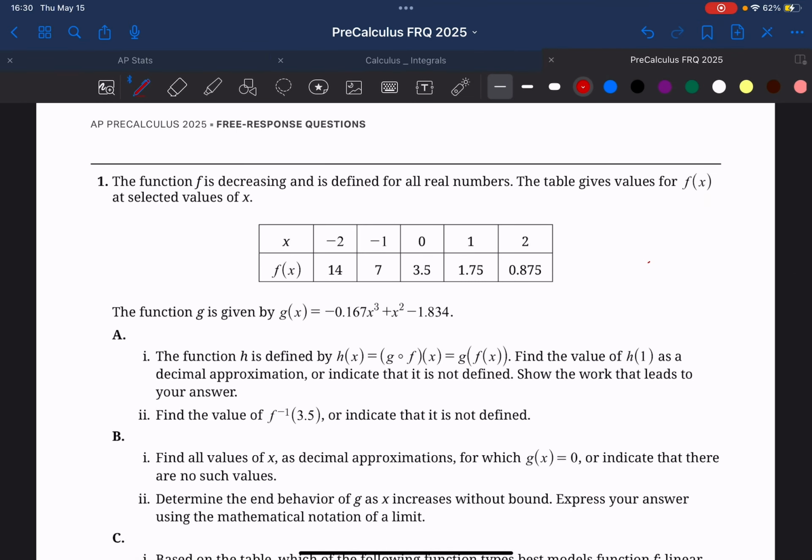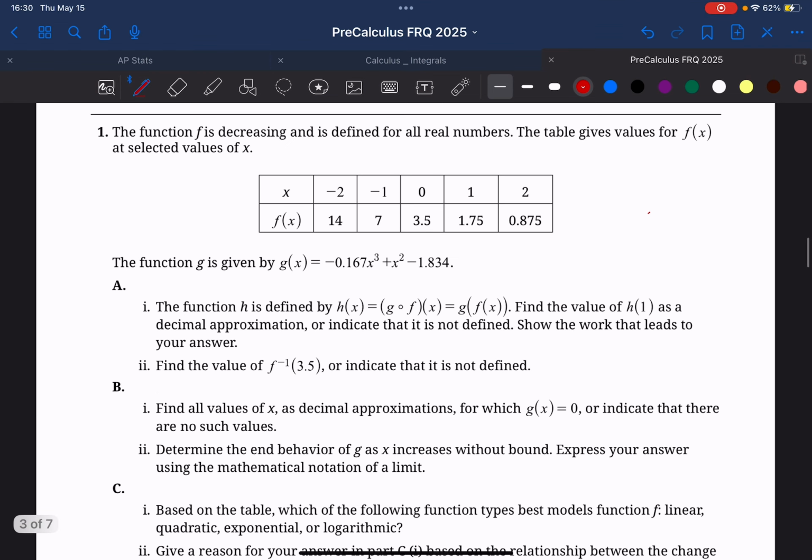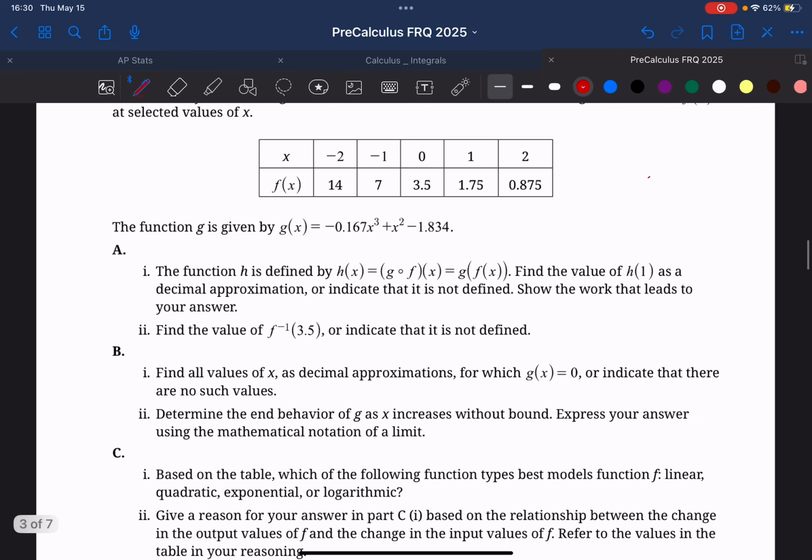Okay, this is the AP Pre-Calculus 2025 FRQ questions. I'm going to go over number 1. Number 1 says the function f is decreasing and is defined for all real numbers. The table gives values for f of x at selected values of x. The function g is given by g of x is equal to negative 0.167x cubed plus x squared minus 1.834.